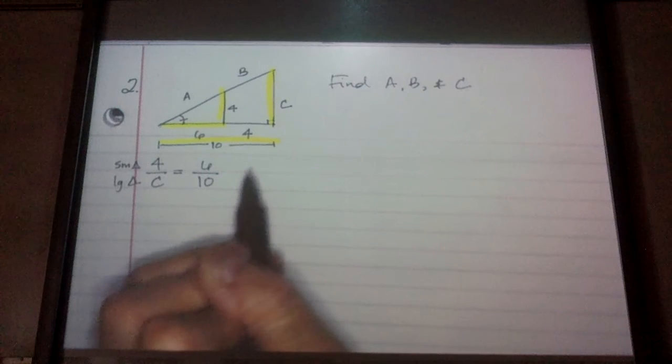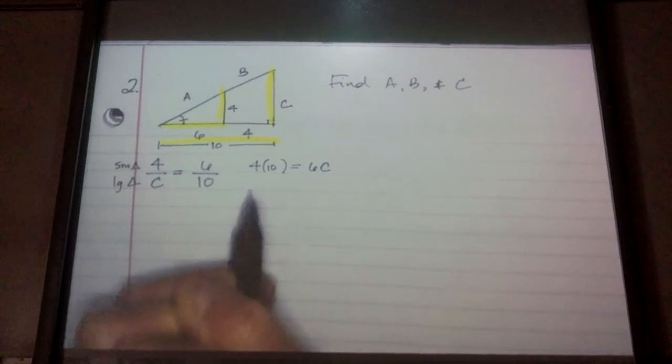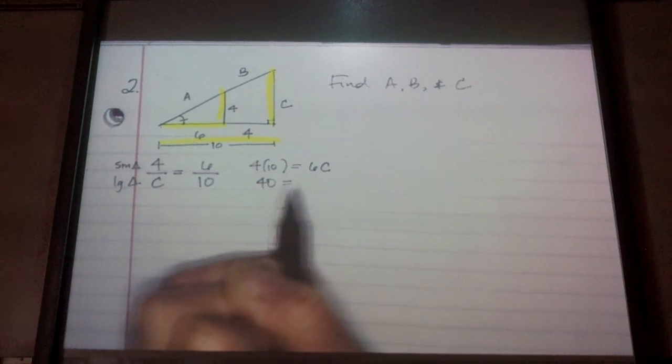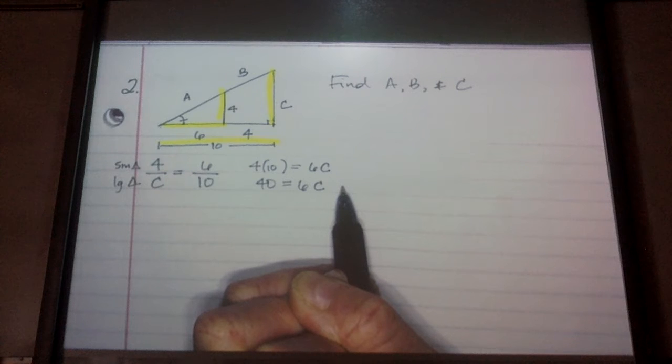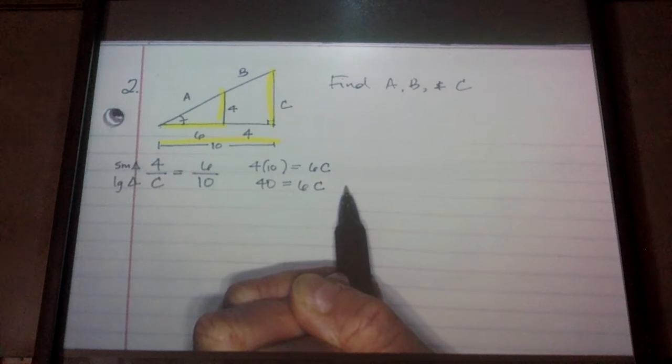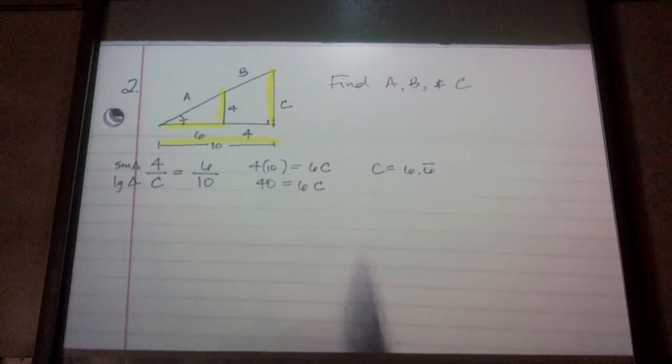I'm going to cross multiply, and I get 4 times 10 equals 6 times C, which would give me 40 equals 6C. So C equals 6.6, and the 6 repeats. So that's how I left it.